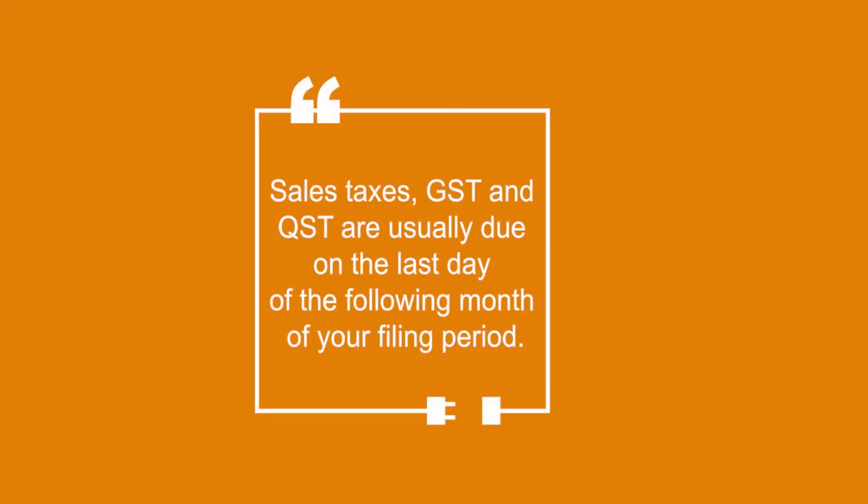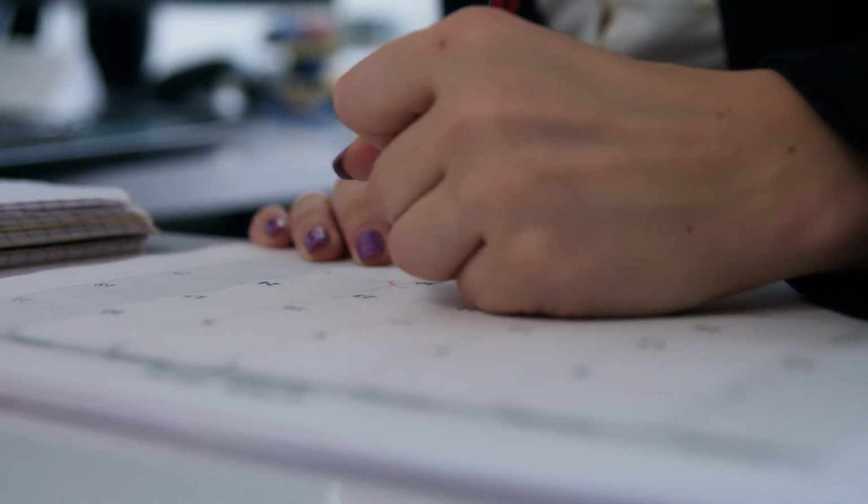Sales taxes, GST and QST, are usually due on the last day of the following month of your filing period. Your filing period may be monthly or annually, or more likely it is quarterly. Therefore, if your GST reporting quarter ends on March 31st, then your GST report is due on April 30th. The GST rate is 5% and the QST rate is just under 10%. If you are registered for GST and QST, then you must charge your customers the sales taxes and you must remit these taxes to the government. Any taxes you have paid out will be a credit to you to net against the amounts you collected, and then you remit the balance.